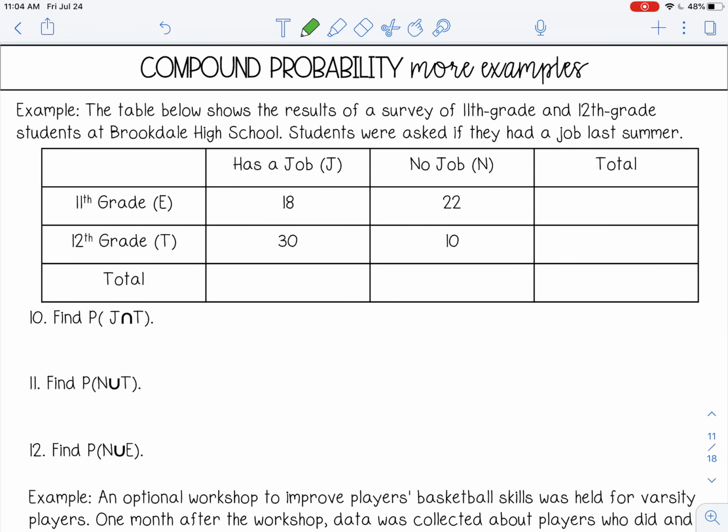The table below shows the results of a survey of 11th grade and 12th grade students at Brookdale High School. And they were asked if they had a job last summer. So this is a two-way frequency table. I'm going to find my totals first. So I'm just going to add vertically and horizontally. So you go ahead and fill it in on your notes too.